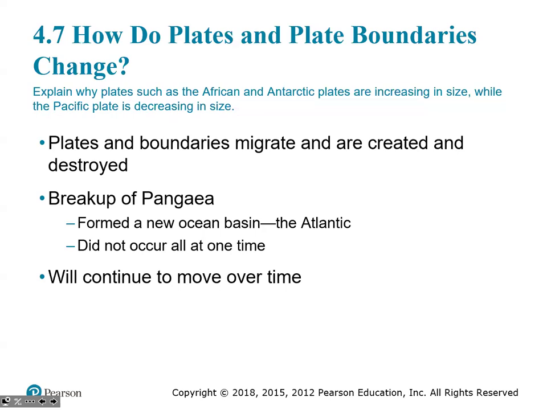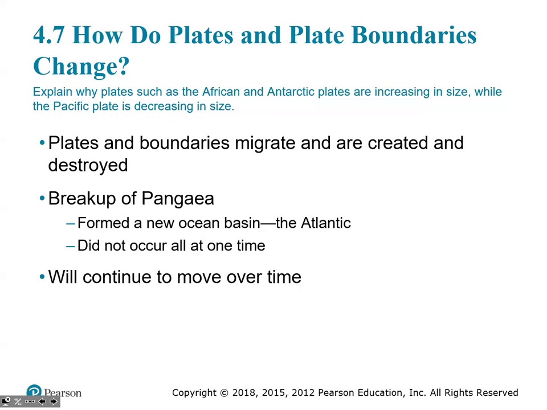And the boundaries can move around. So the breakup of Pangaea occurred as a new ocean basin formed, the Atlantic. You could have new rifting zones form and separate off new plates, basically. This didn't occur all in one time. The plates will continue to move over time. We don't fully understand the forces exactly that drive them, so we don't have the best predictions of them.